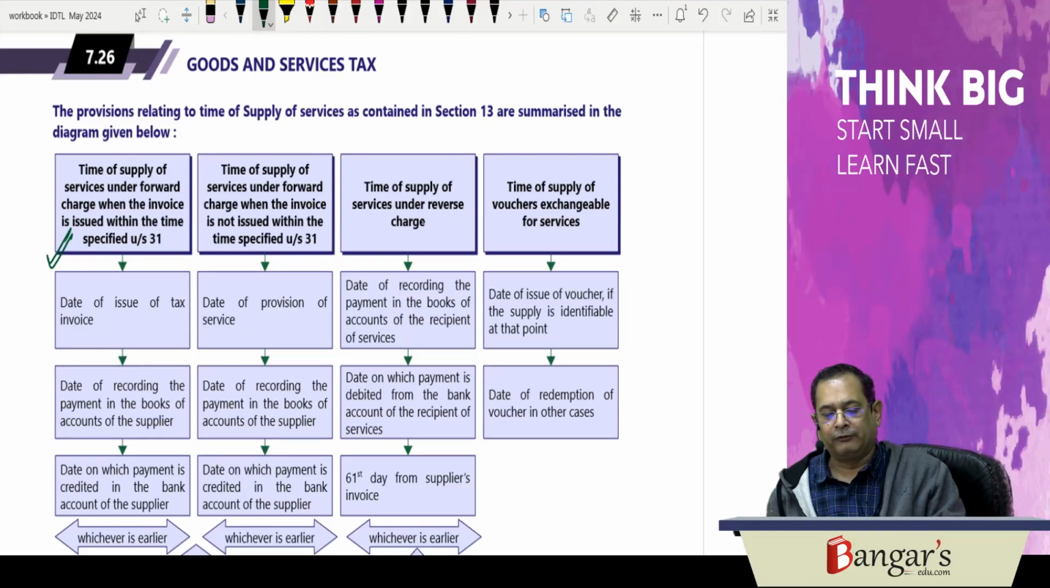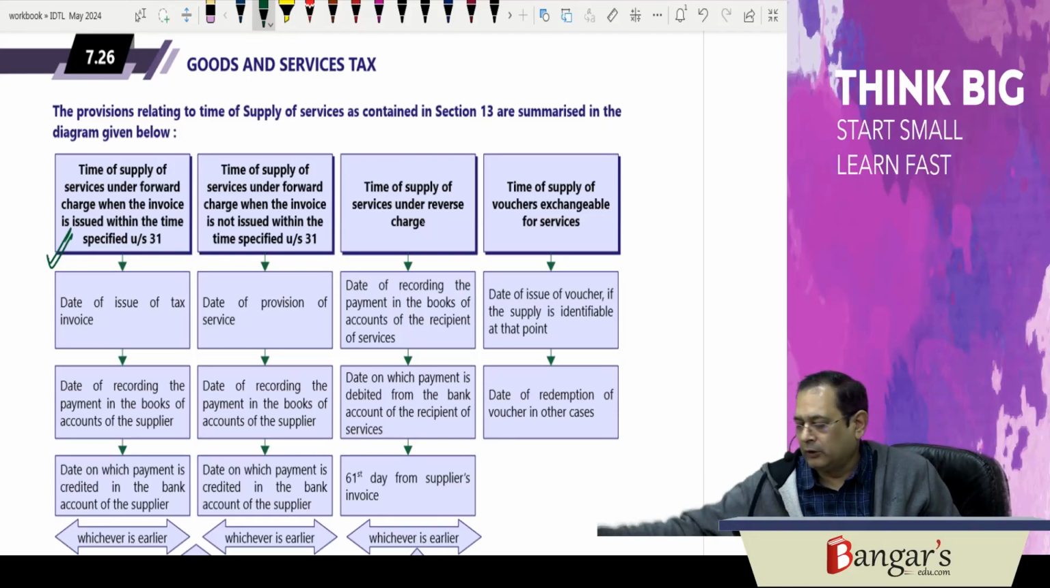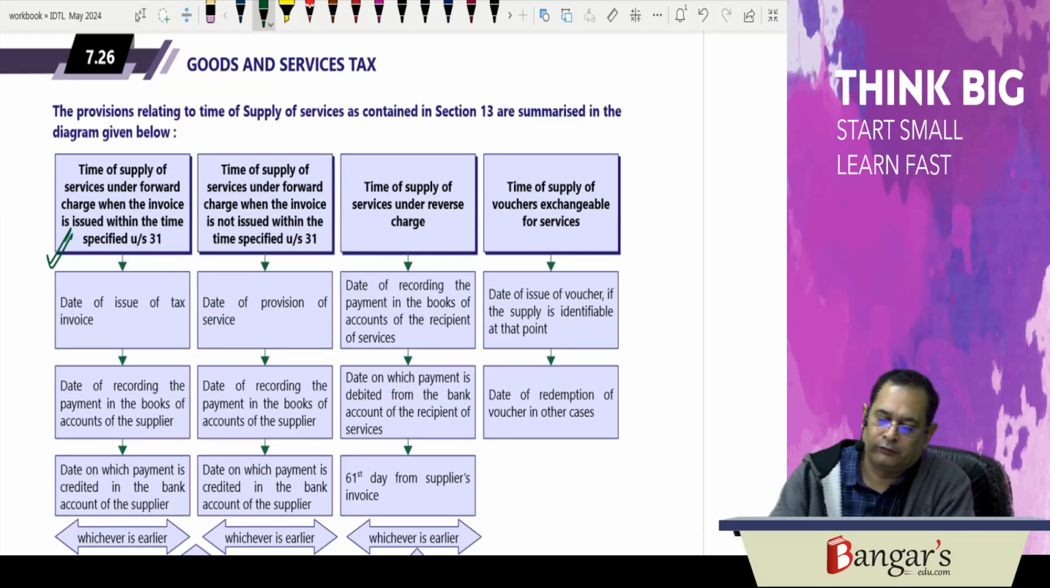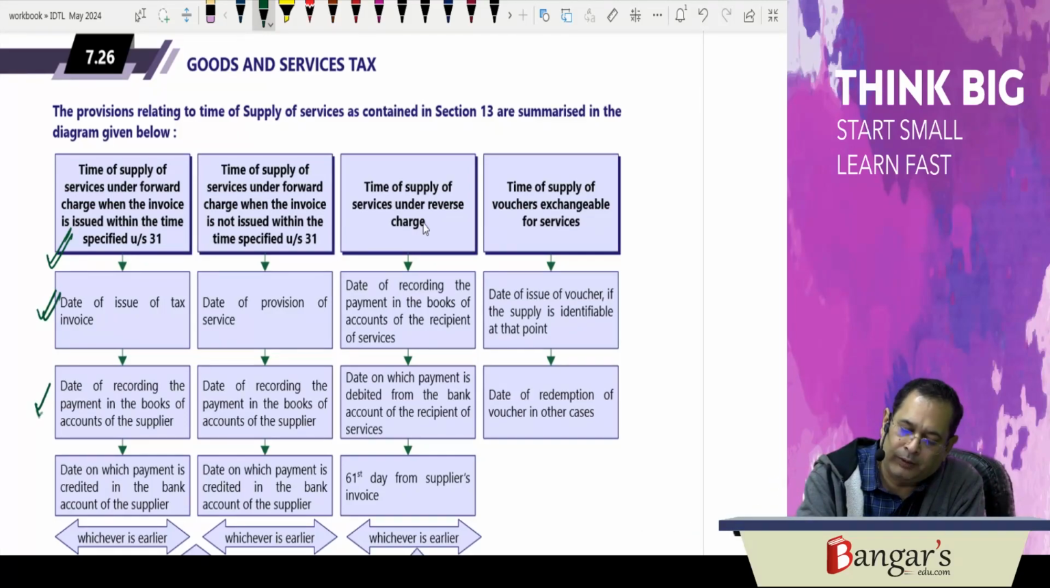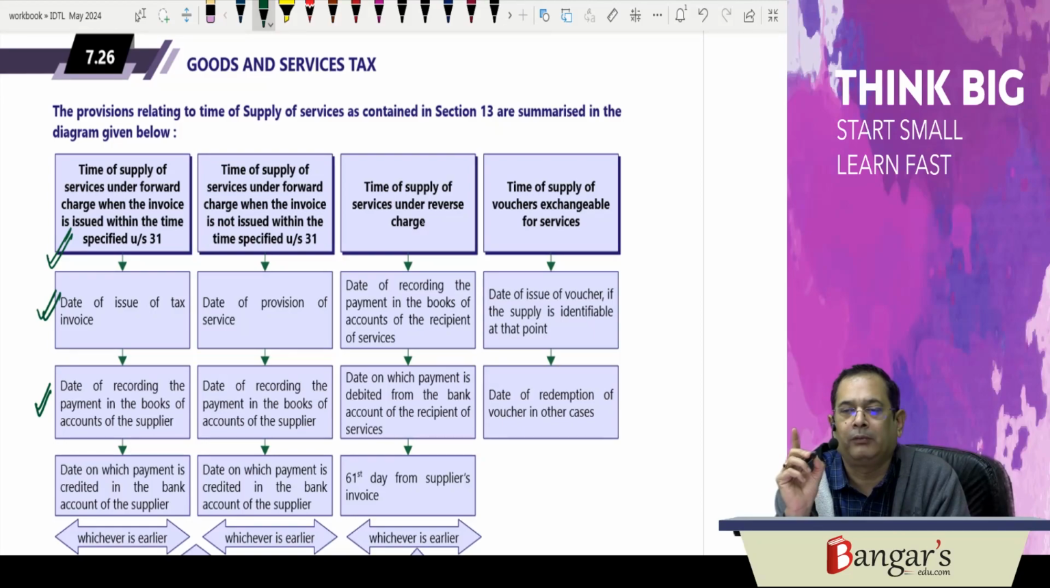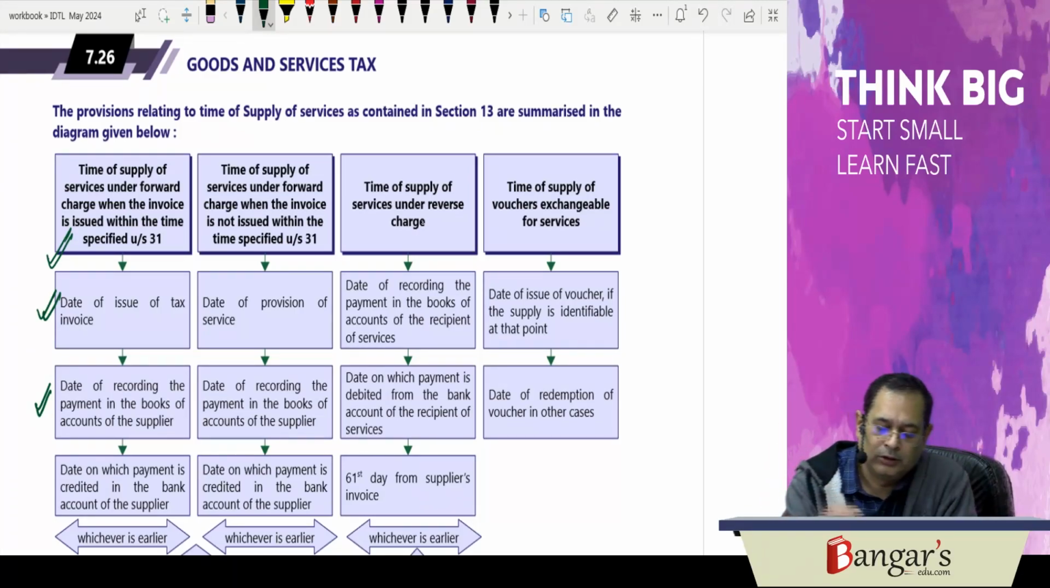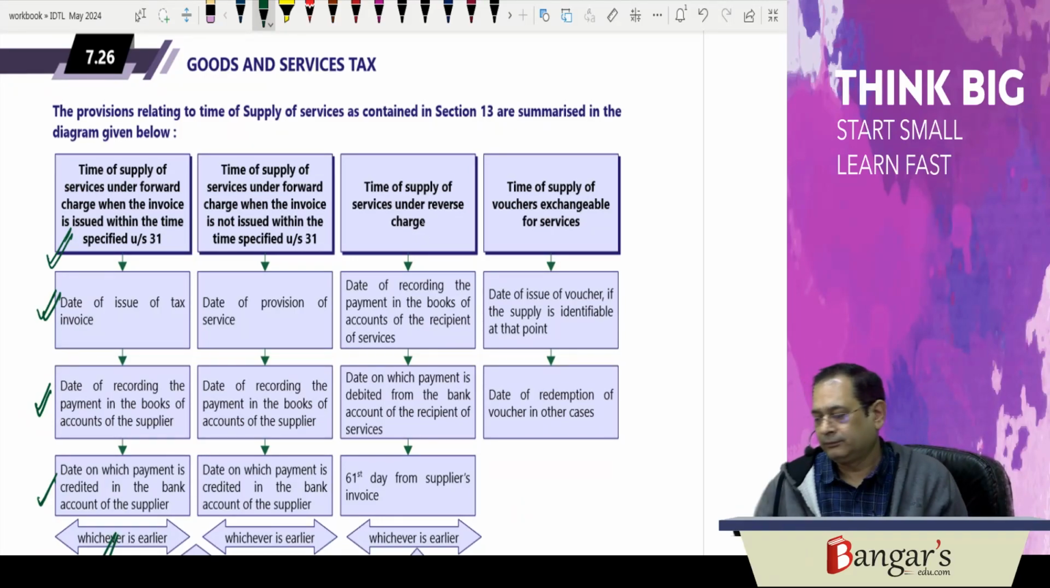So here the time of supply is what? The date of issuance of invoice or date of receipt of payment, whichever is earlier. What is the date of receipt of payment? The date when the payment has been entered in the books of accounts of the recipient of supply, or the date when the payment has been credited in his bank account, whichever is earlier. That will be the time of supply.